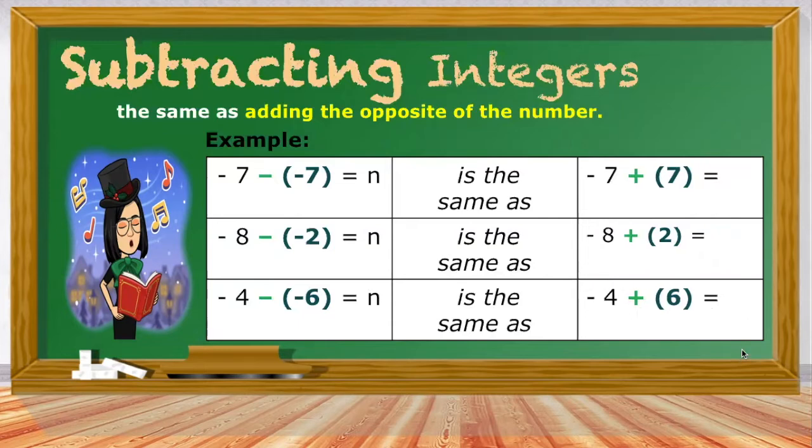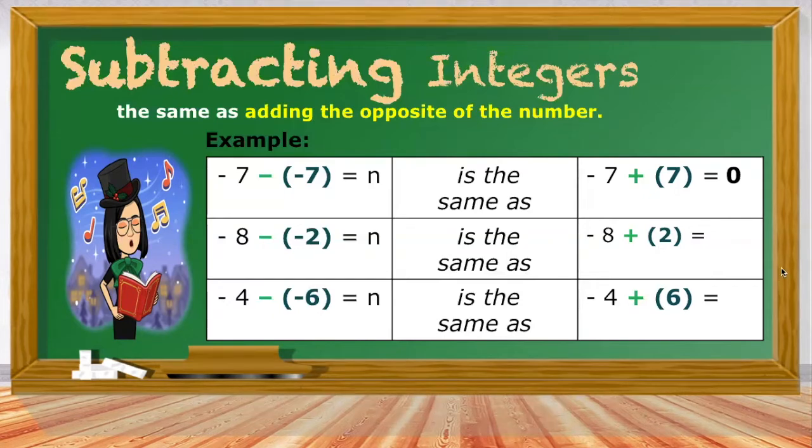Now let us answer these items. Negative 7 plus 7, same signs, add and keep, different signs, subtract. Get the sign of the bigger number, then it'll be exact. Okay, so what is the answer for negative 7 plus 7? 0. Very good. How about negative 8 plus 2?